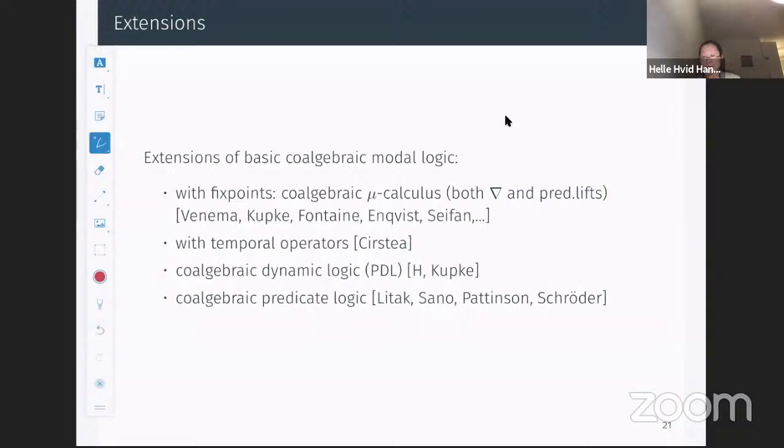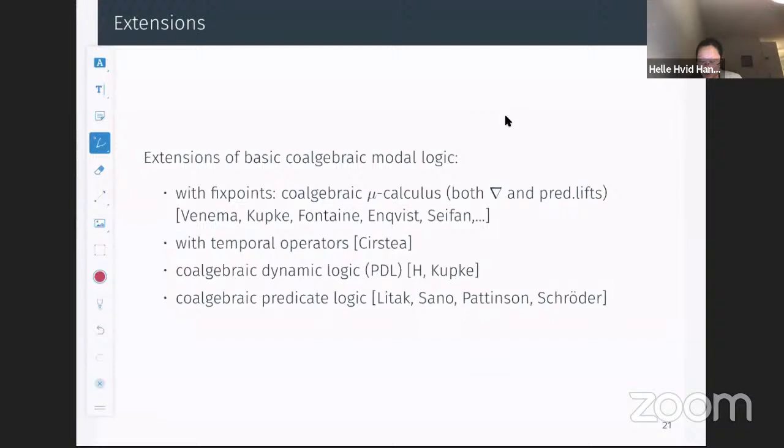This has been studied both for the Nabla version and for the predicate lifting version. You can think about temporal extensions, so adding temporal operators. You can think about propositional dynamic logic extensions or generalizations, if you're familiar with PDL from modal logic. And you can also think about first order modal logic versions done algebraically. So these have all been explored, and I will try to include some more detailed references later on.